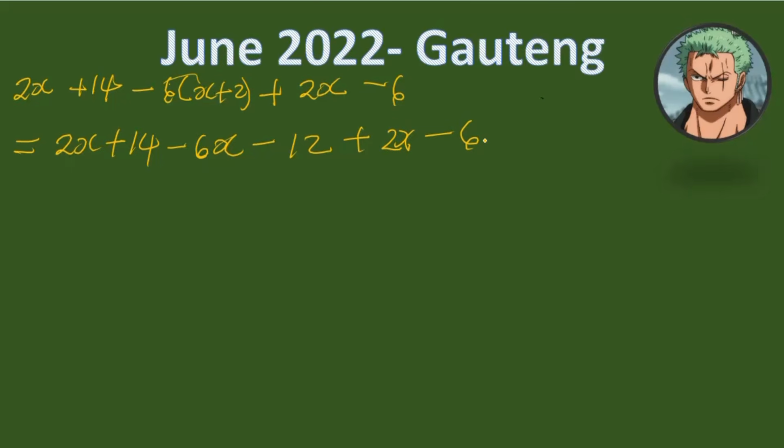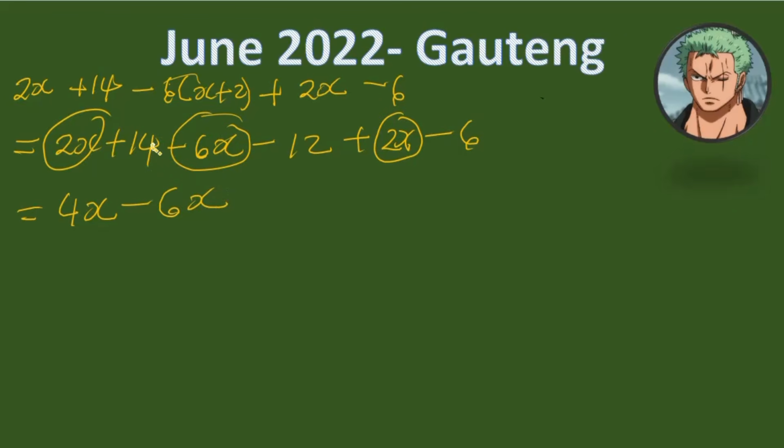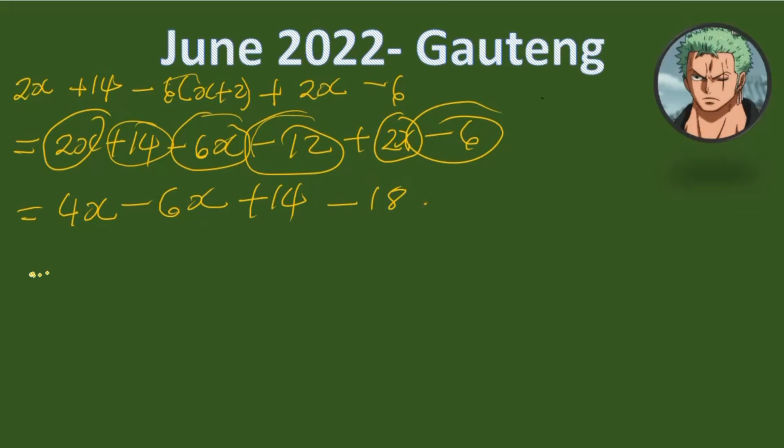Oh, I'm so tired. And then I have 2x and 2x, that's 4x. And then I'll add 4x. Okay, let's do that. 4x, I'll add it with negative 6x. Right? And then I have, let's say, positive 14. And then I have negative 12 and negative 6. That's negative 18. So this and this will give me negative 2x. And then 14 minus 18 will give me negative 4. So that's my final answer.